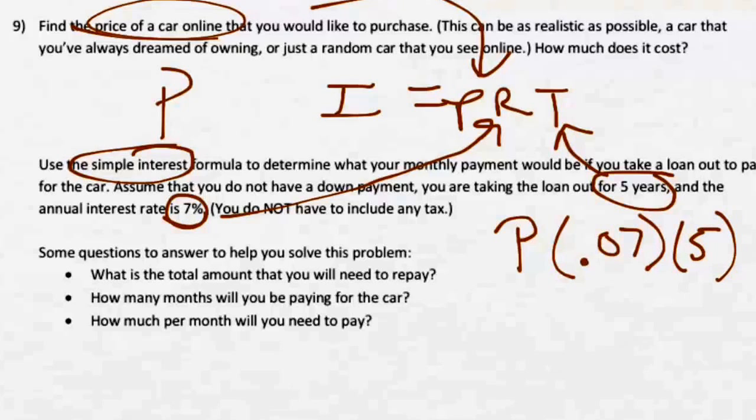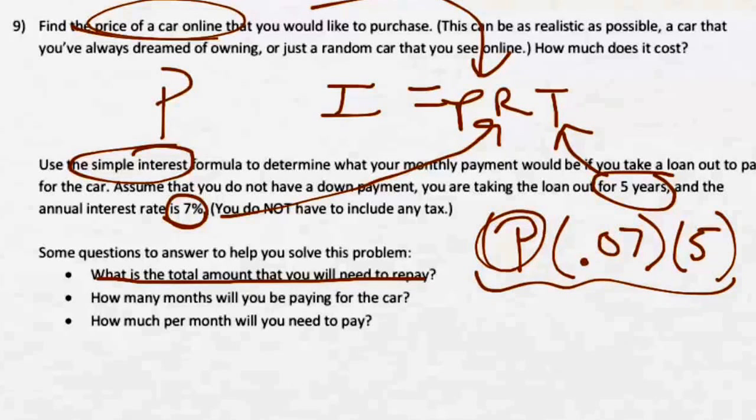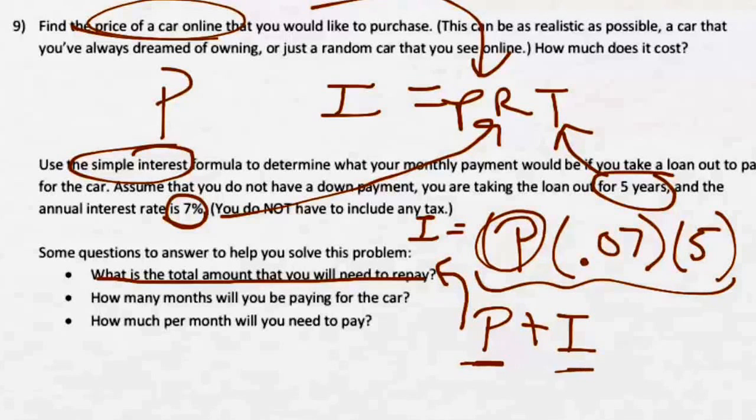Now, the first question that we see is, what is the total amount that you'll need to repay? Now, what you're going to have to do is you have the principal right here. You also have the amount of interest that you're going to find once you use this formula, so the total from this. So you're going to take them. This is equal to I right here. You're going to take the principal and you're going to add what you just got for I to be able to answer this question. You have to pay for a whole car and the interest on that car.